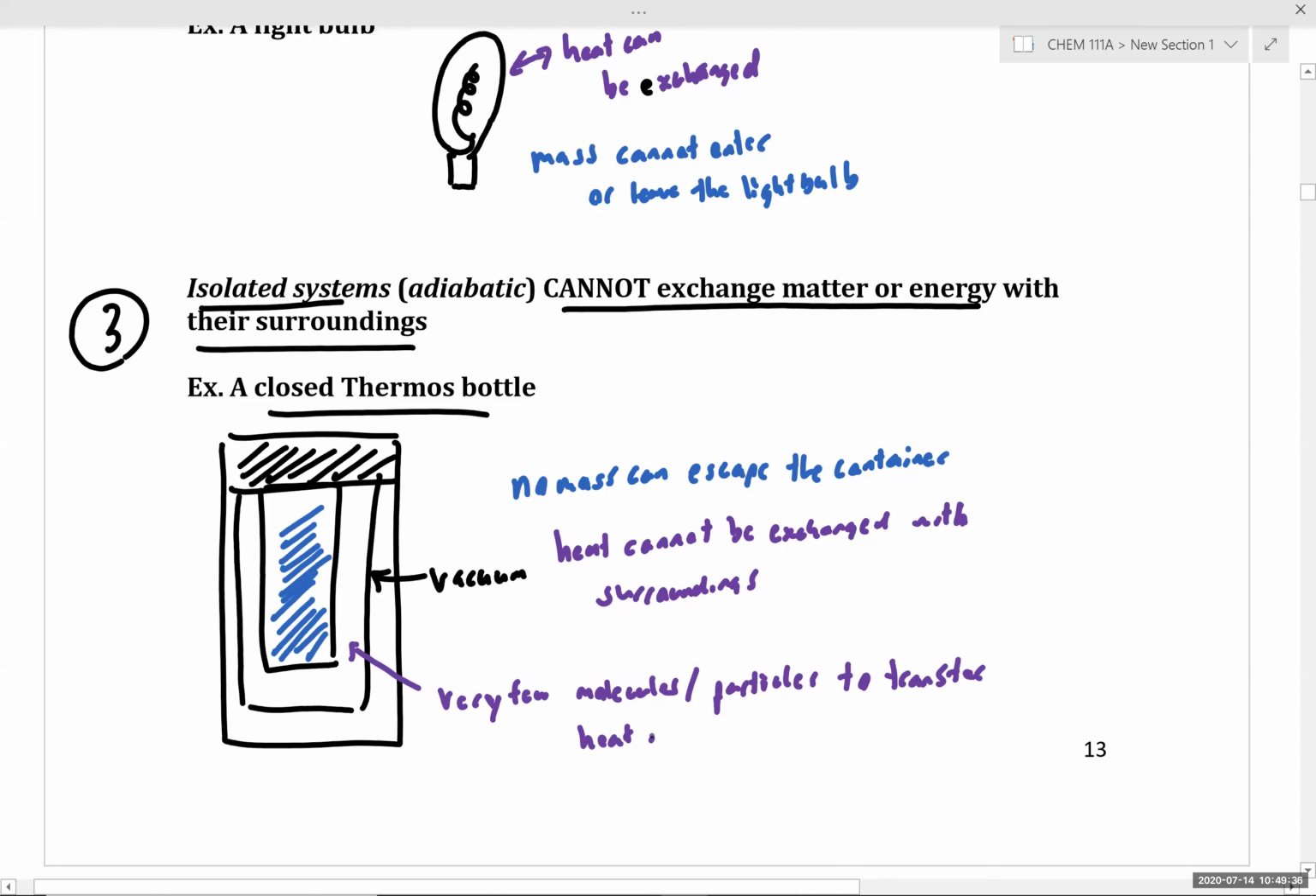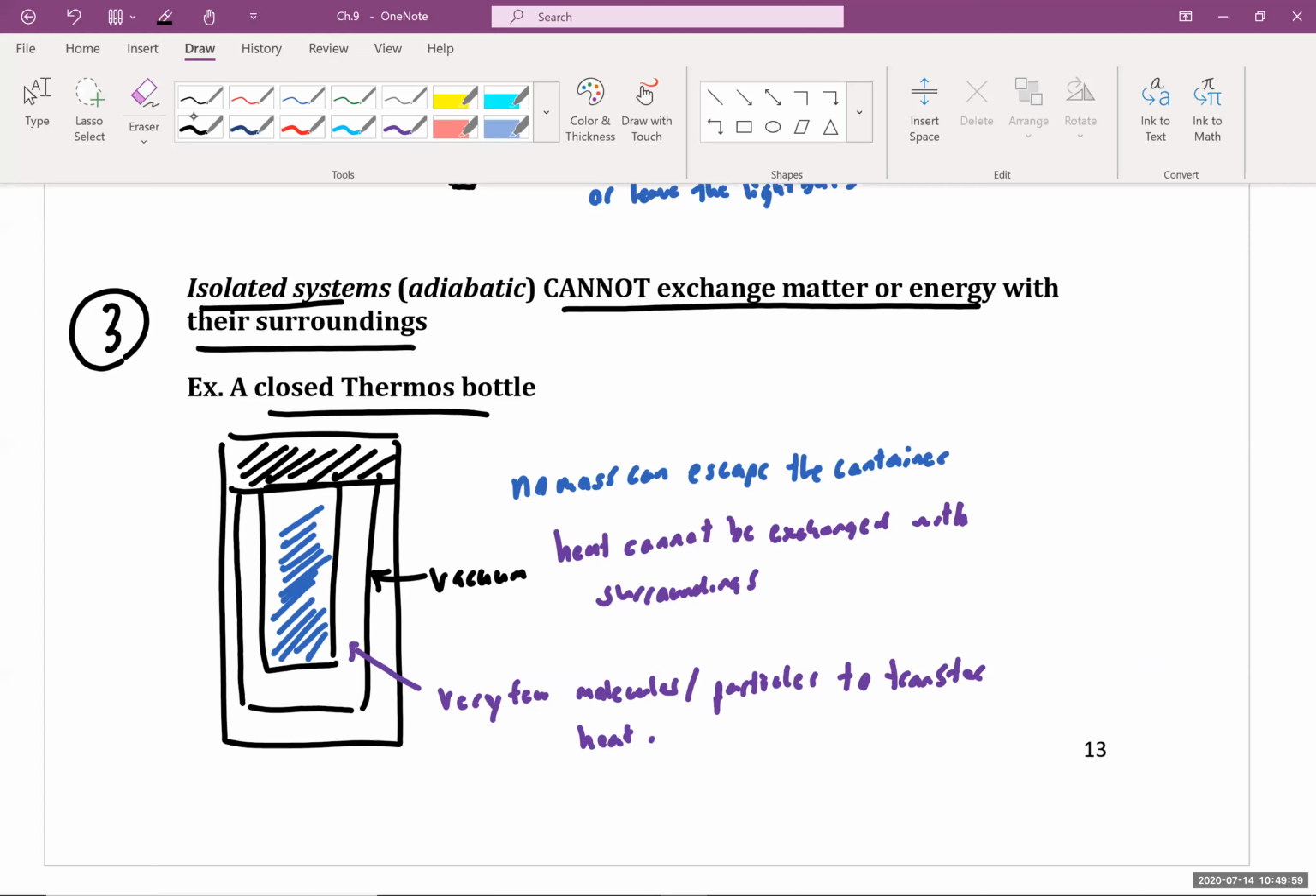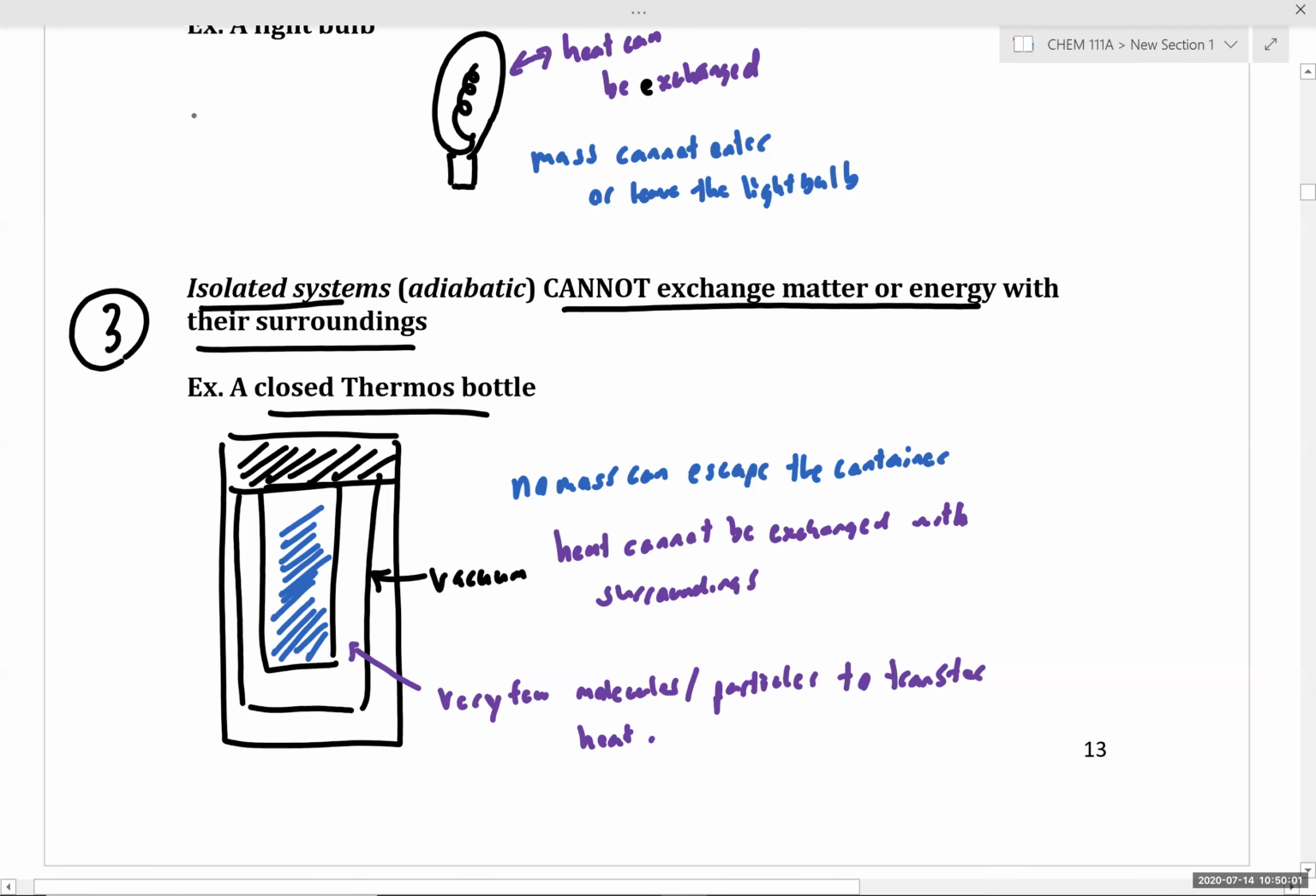Fundamentally, heat transfer requires a particle-to-particle collision. And if there aren't as many molecules or particles in this vacuum-sealed thermos, your heat transfer is going to be exceedingly inefficient. Does everyone understand these three types of systems? We'll be looking at each of them in the context of studying chemical reactions pretty soon.